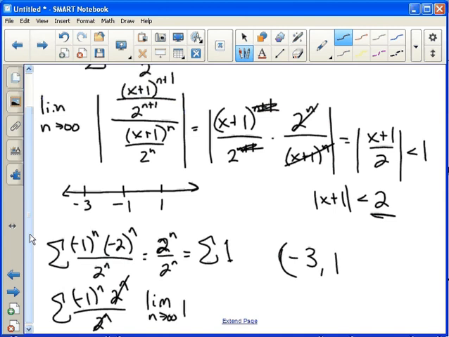So neither of these endpoints can be included. We can go all the way up to them. You can do -2.99 and so on, or 0.99 and so on, but -3 and +1 will not work, so we have to put parentheses around them. So our interval of convergence is -3 to +1.